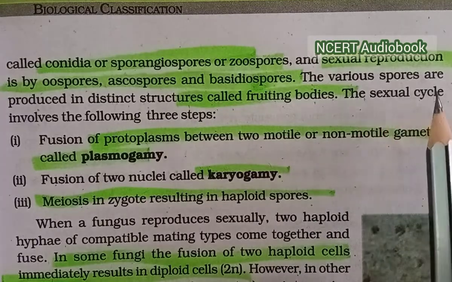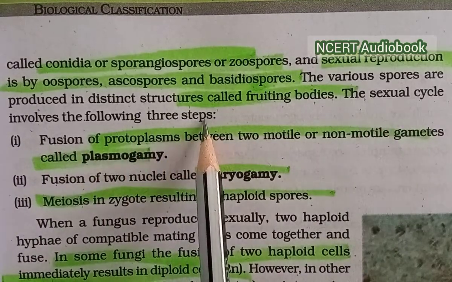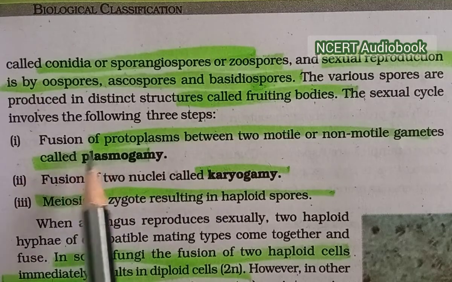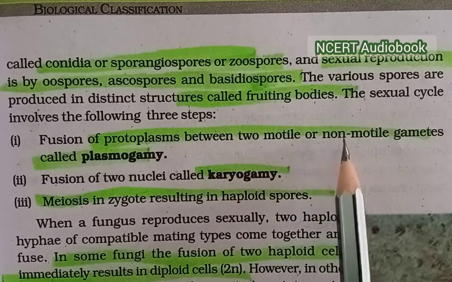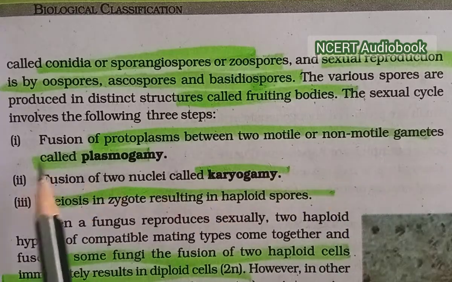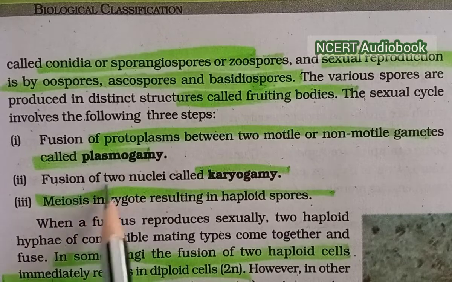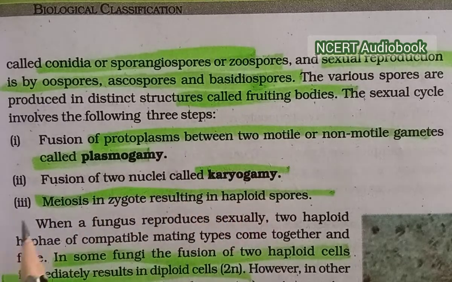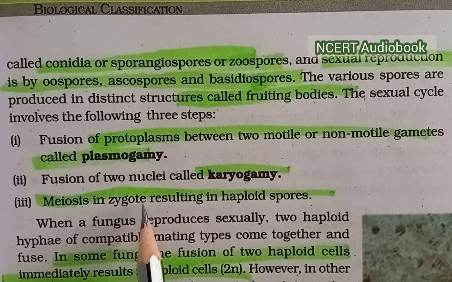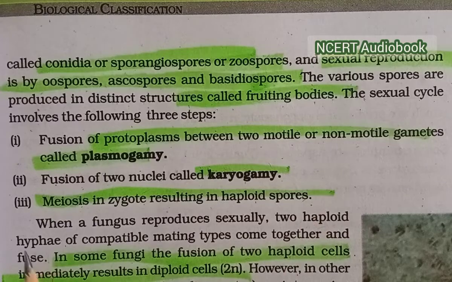The sexual cycle involves the following three steps. First, fusion of protoplasm between two motile or non-motile gametes called plasmogamy. Second, fusion of two nuclei called karyogamy. Third, meiosis in zygote resulting in haploid spores.